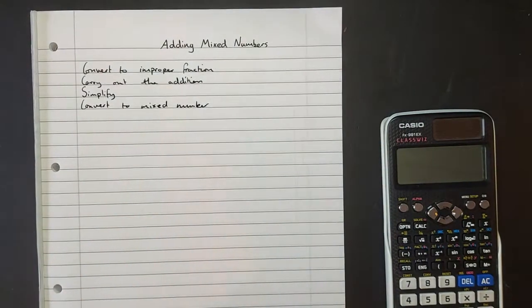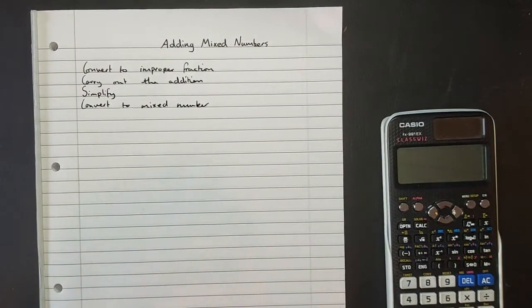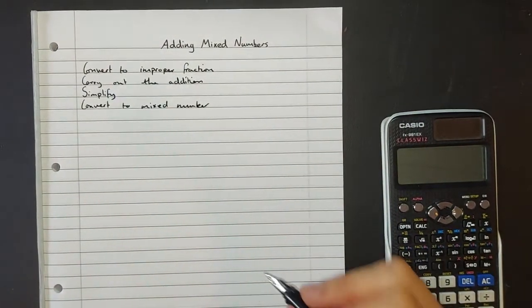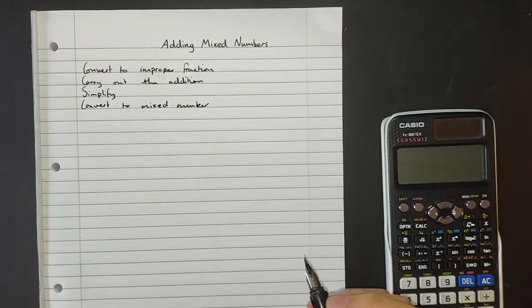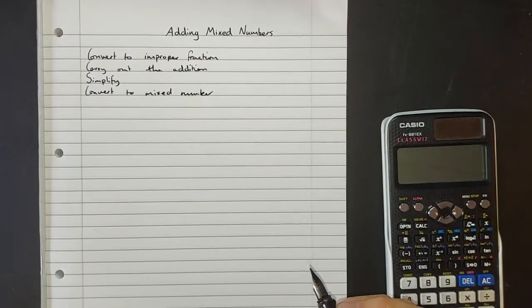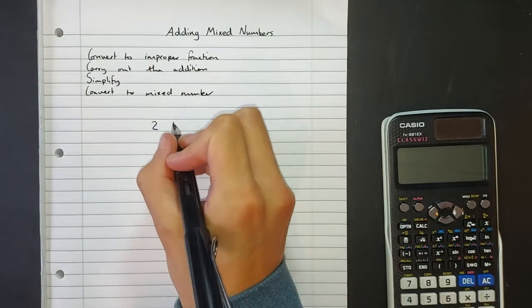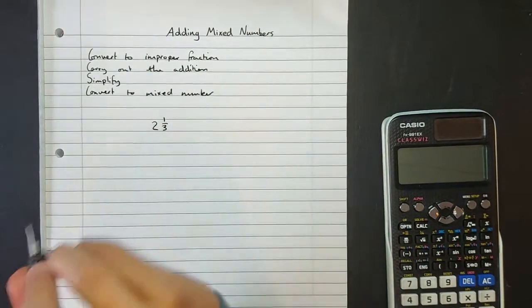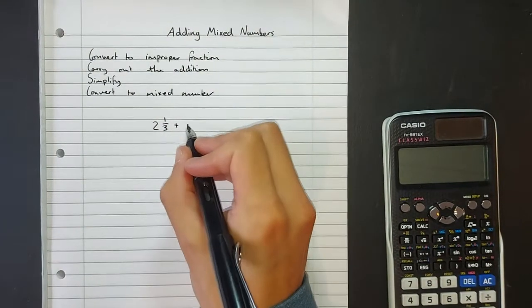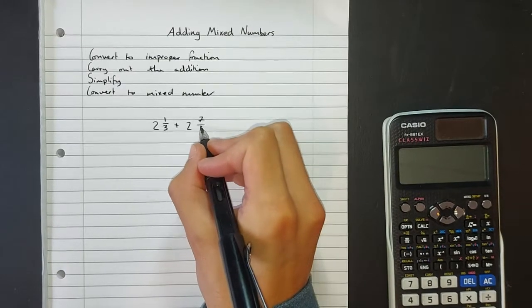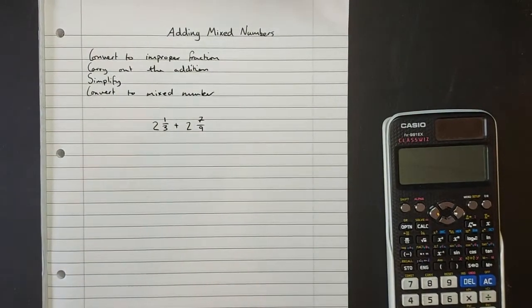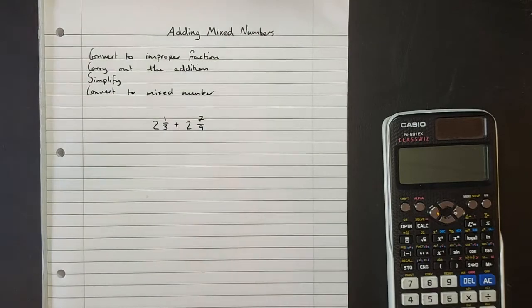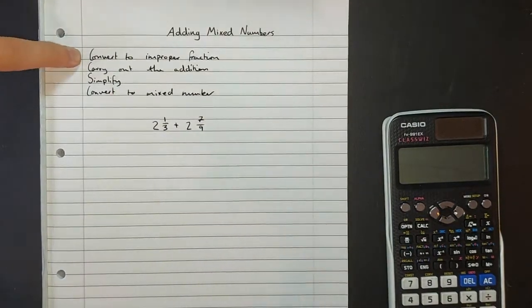Okay, so I'm going to do a couple of examples. I'll show you each of the steps. Let's get started. So we're going to start off with 2 1/3 plus 2 7/9. Okay. So step number 1 was to convert them into improper fractions.